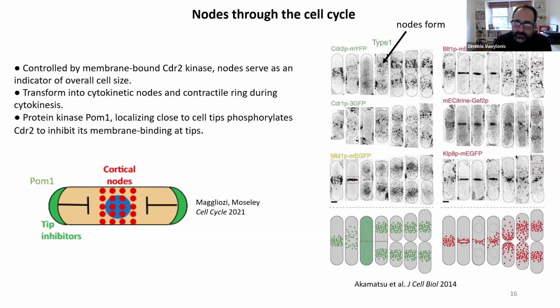And one of the early proteins that come into these nodes is this protein called CDR2. It's a kinase. And you can see here, after division, it creates these nodes in the middle of the cell. One mechanism that's been established about how this takes place is through inhibition by another protein called POM1. So POM1 is another protein that assembles to the tips through this tip formation mechanism I will talk about later.